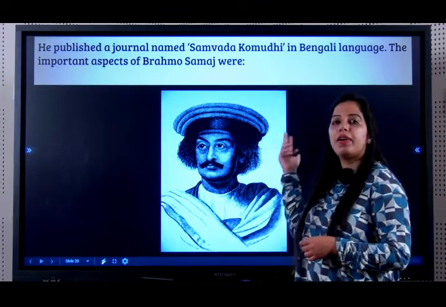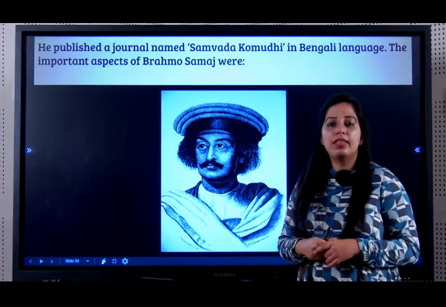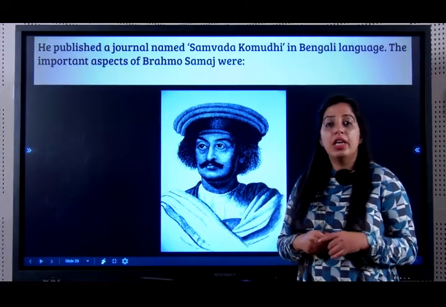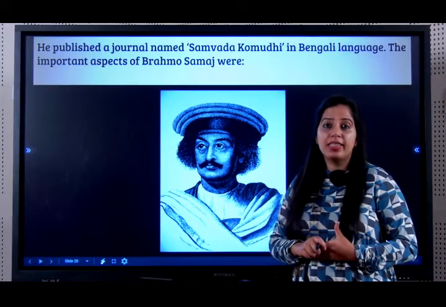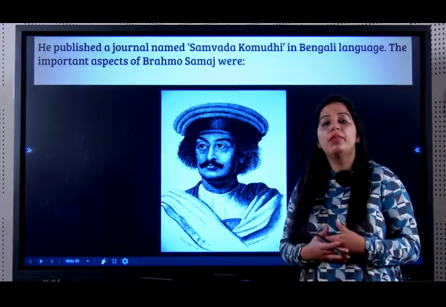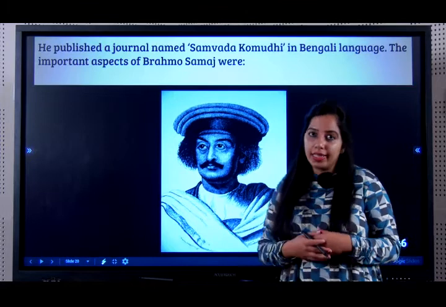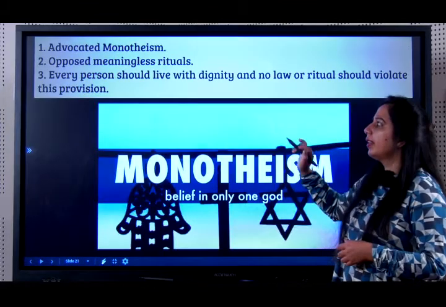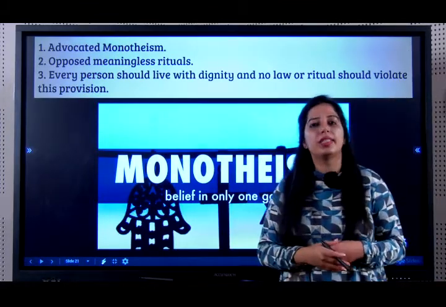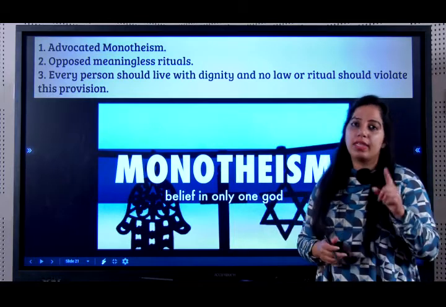It was called Samvada Kaumudi and it was written in the Bengali language. Did Brahmo Samaj have any other aims apart from prohibition of sati? Yes, it did. What were they? Let us look at it. They advocated monotheism. What is monotheism? There is only one God.